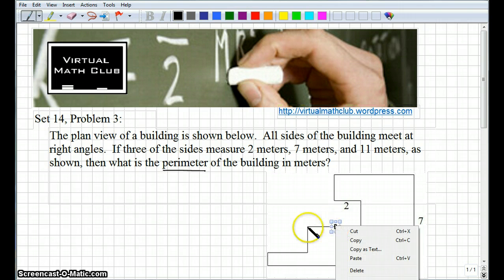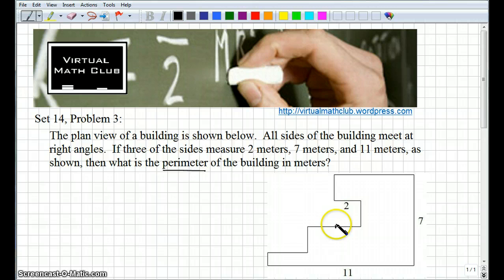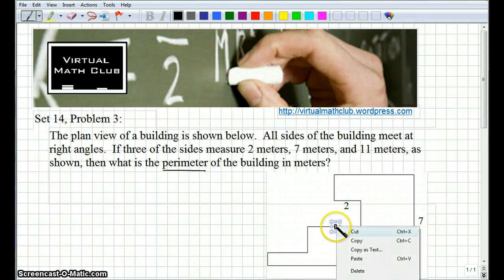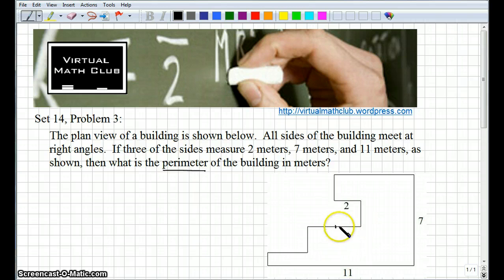I'll put a little dot here. So if I divide this side, I could put a 2 down here. That might help you. Alright, so I'm going to go ahead and solve this.